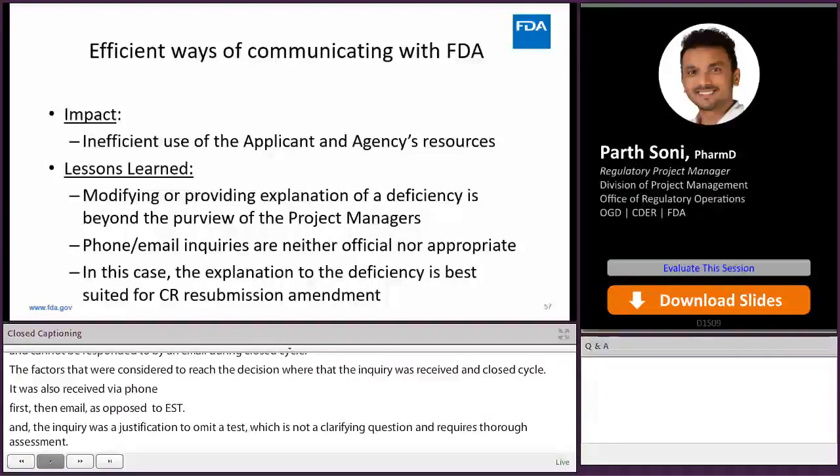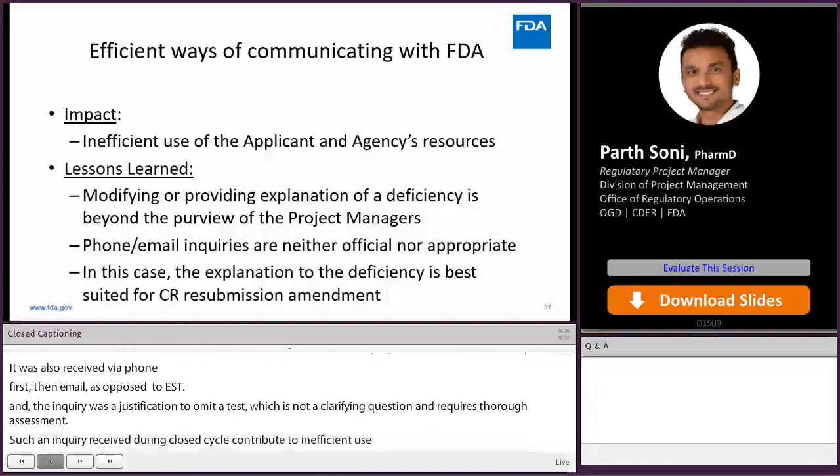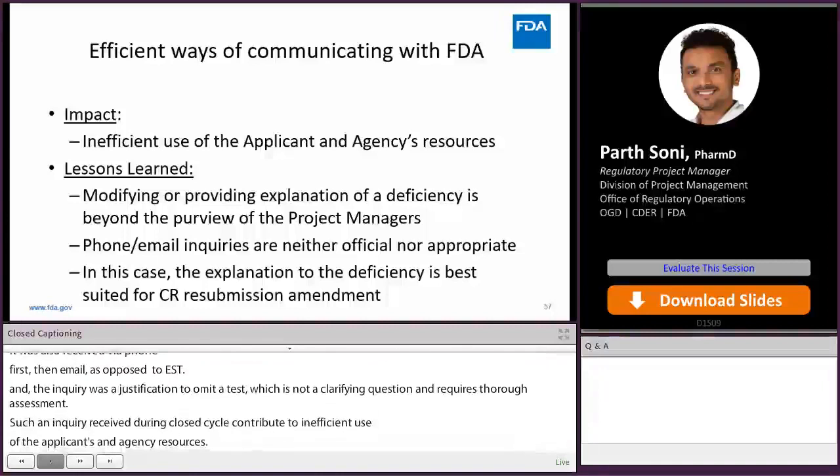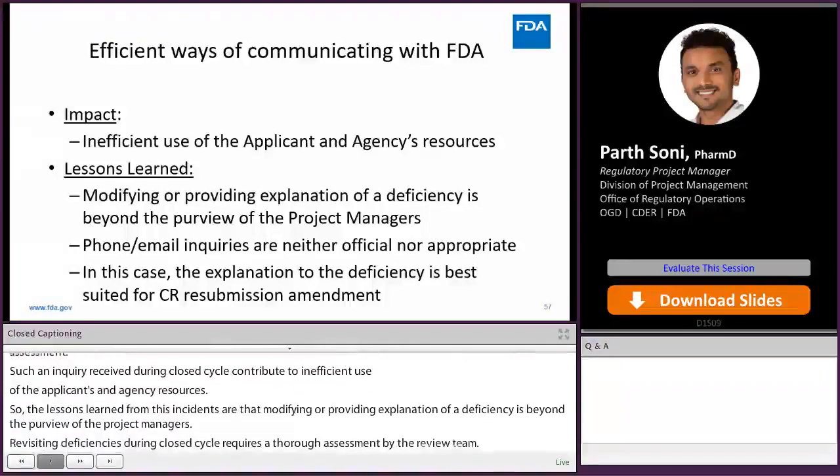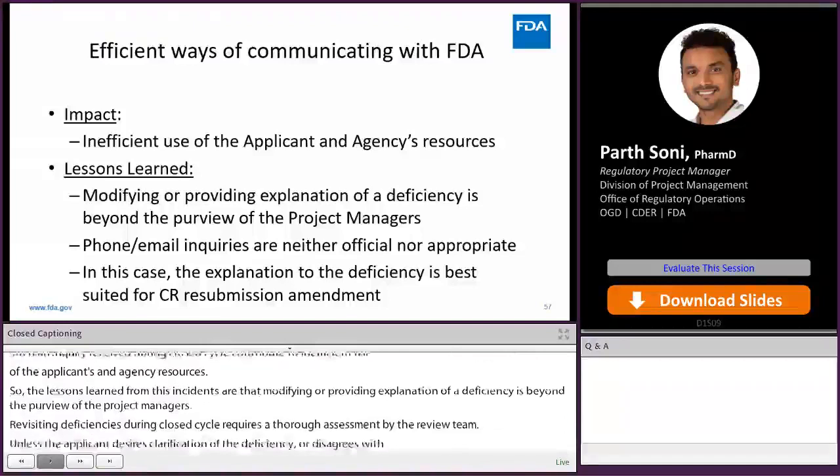So the lessons learned from this incident are that modifying or providing explanation of a deficiency is beyond the purview of the project managers. Revisiting deficiencies during closed cycle requires a thorough assessment by the review team. Unless the applicant desires clarification of the deficiency or disagrees with the major classification of the deficiency, an ANDA is not reviewed during closed cycle. This is to ensure that the limited resources of the agency are used accordingly.